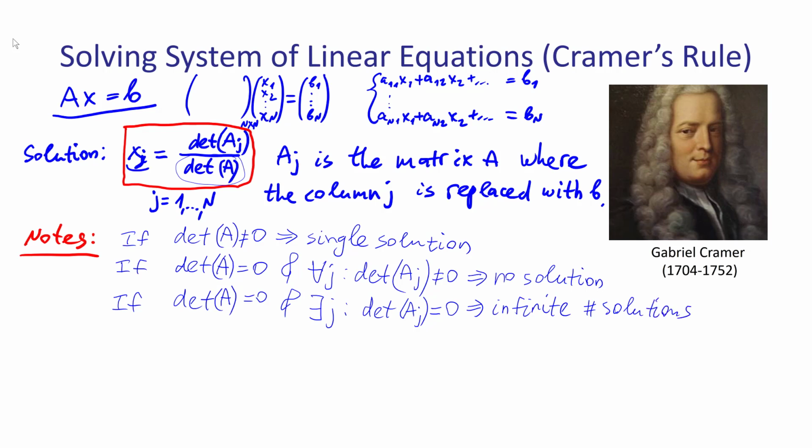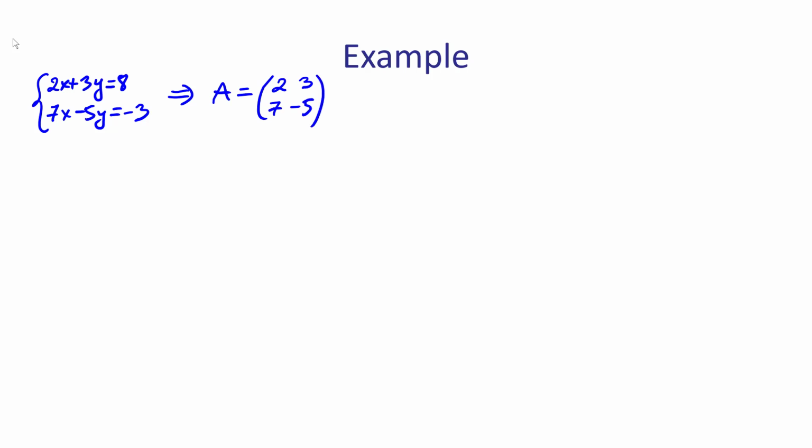Okay, now we can move to the example of how actually to solve a system of equations using that formula. Let's solve the following system of equations. Let's say we have two equations of that kind: 2x plus 3y equals 8, and then 7x minus 5y equals minus 3. From here, matrix A will be the matrix of coefficients 2, 3, 7, minus 5. B will be the vector 8, minus 3.